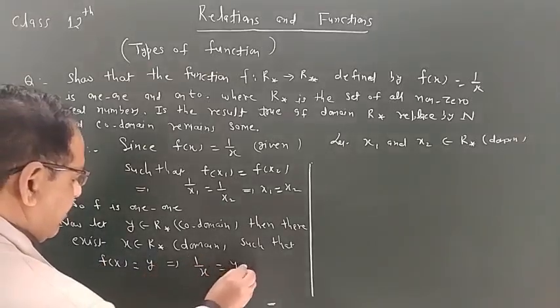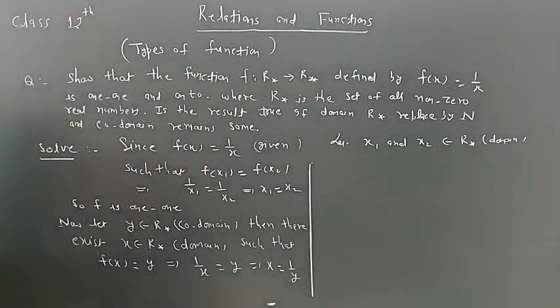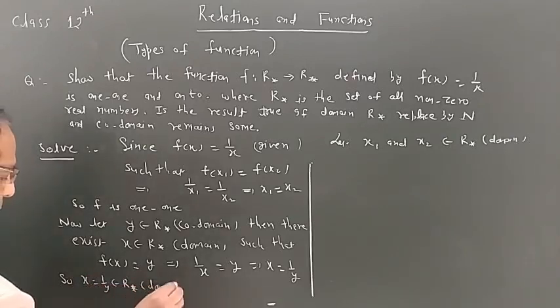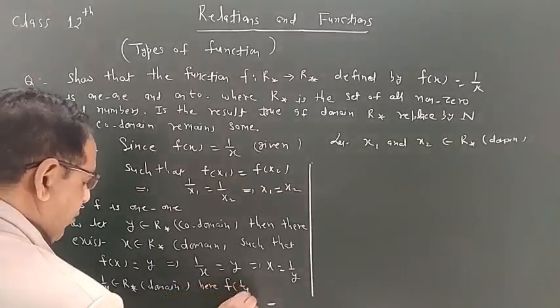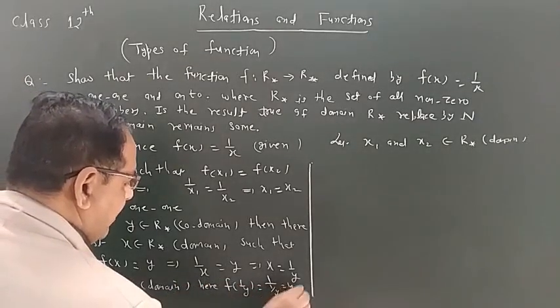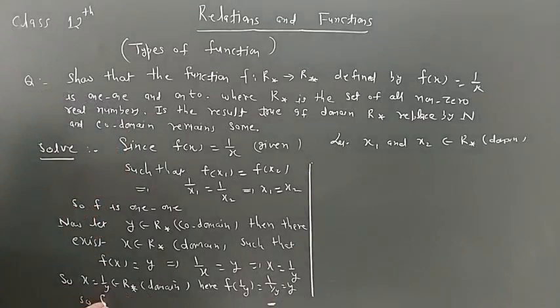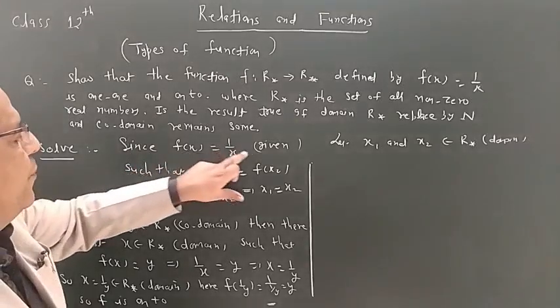1 upon x equal to y, that means x equal to 1 upon y. So x equal to 1 upon y is an element of R star, the domain. Here f(1 upon y) equal to y. So f is onto.